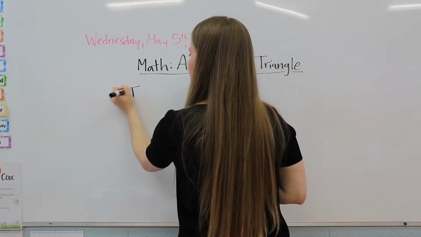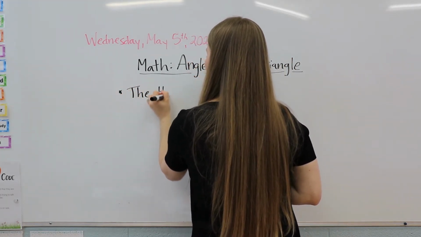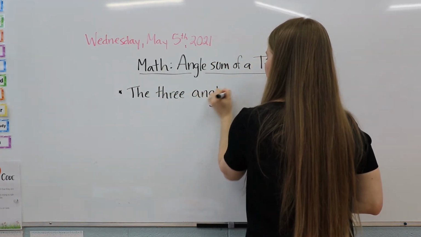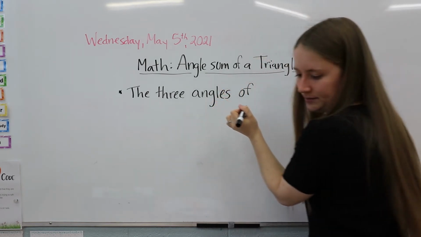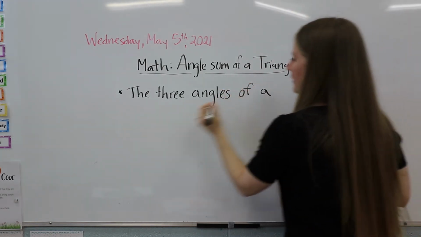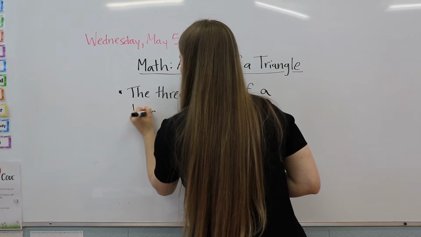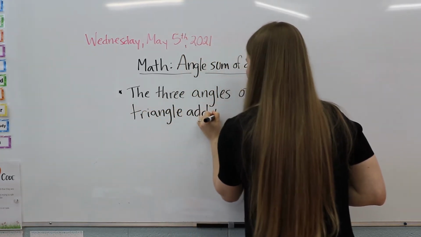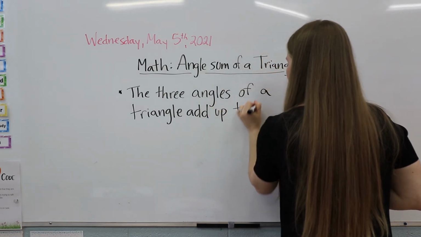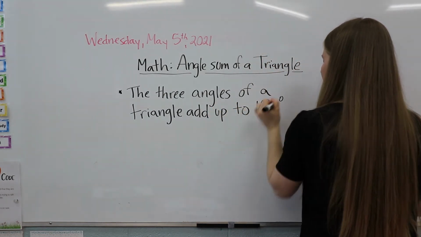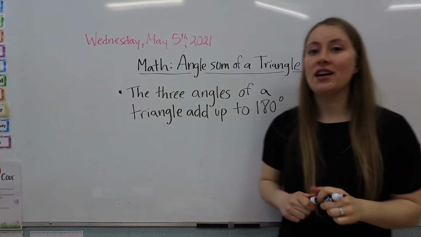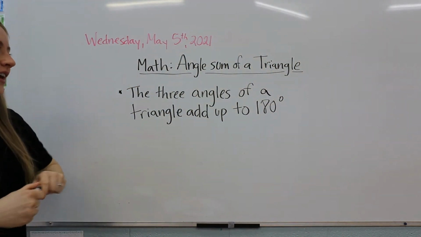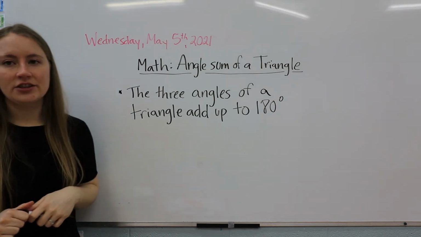But our rule is: the three angles of a triangle add up to 180 degrees, okay? So this is a rule. This is always true. A triangle will always have angles that add up to 180 degrees, okay?